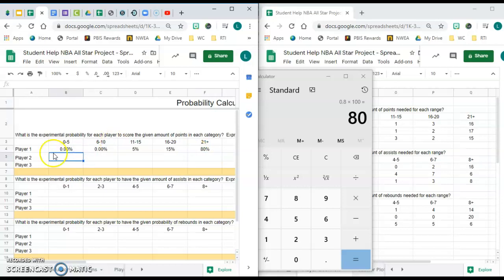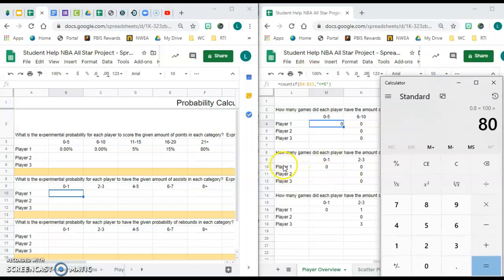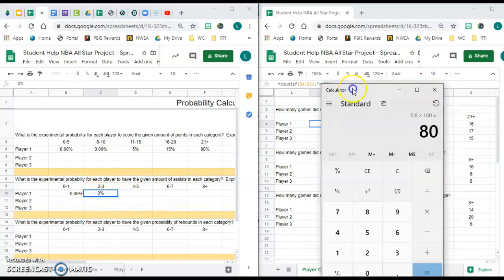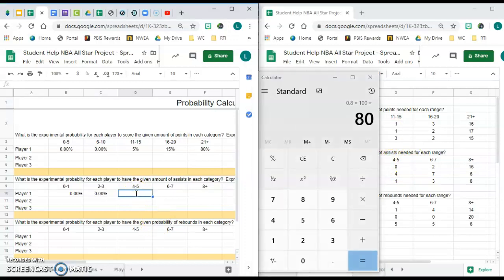Alright, then you are going to do player 2 and 3, and you're actually going to use the same formula for all of them. Even down here, we have the assists. Player 1 had 0 games where he had 0 to 1 assists, so we can put a 0 there because 0 is always going to just be a 0. Again, he had 0 games where he had 2 to 3 assists, so we put another 0. He had 0 games where he had between 4 and 5 assists, so that's going to be a 0.